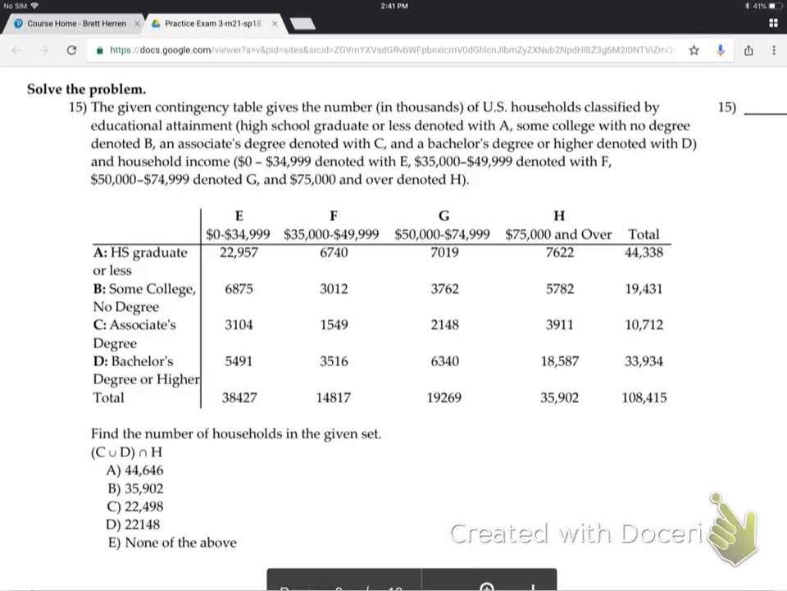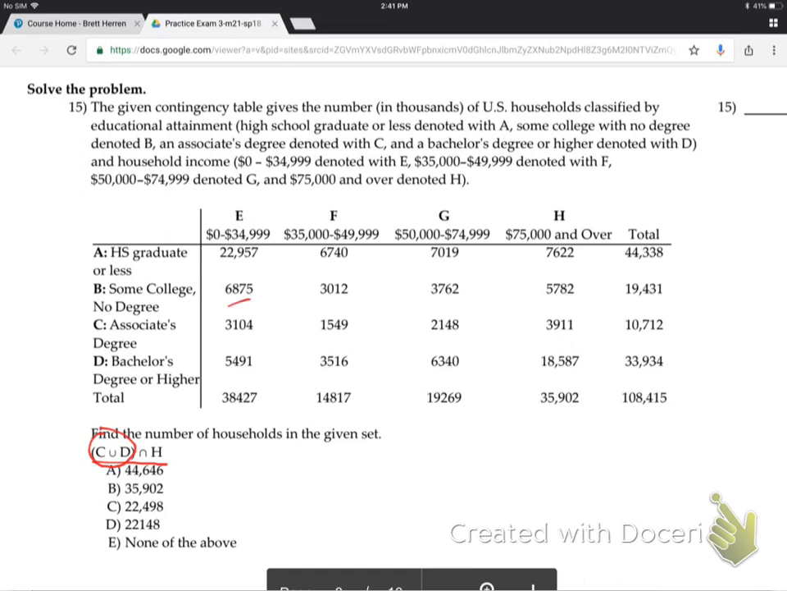Let's do one more. All right. Given contingency table gives the number in thousands of U.S. households classified by blah, blah, blah. Okay, whatever. What do they want? Find the number of households in the given set: C union D intersect H. Okay, so remember, start with the parentheses. C U D. U means unite. Either or. Put them together.